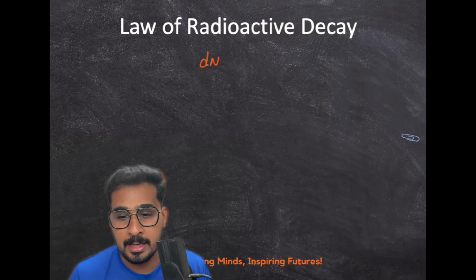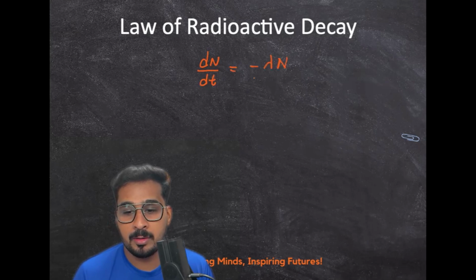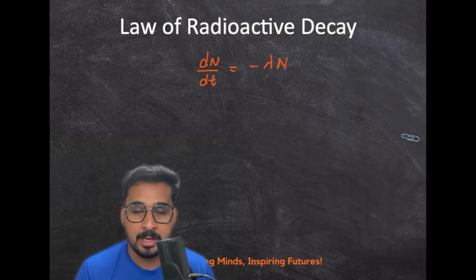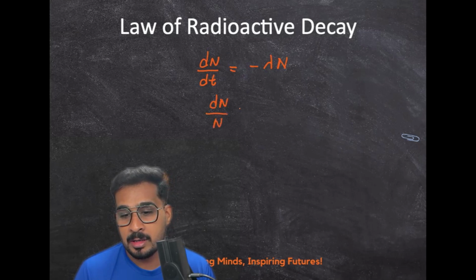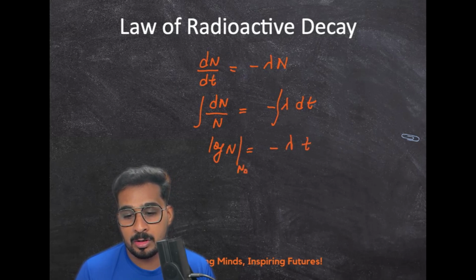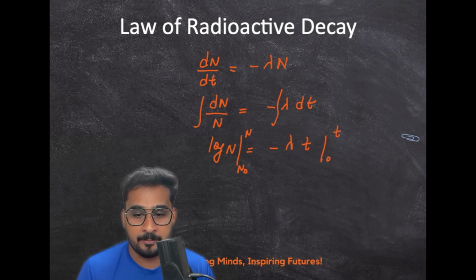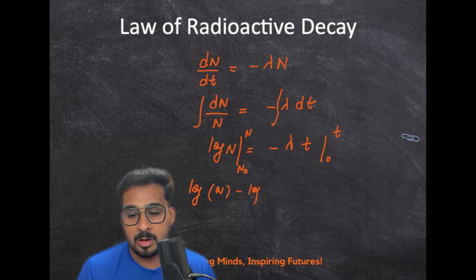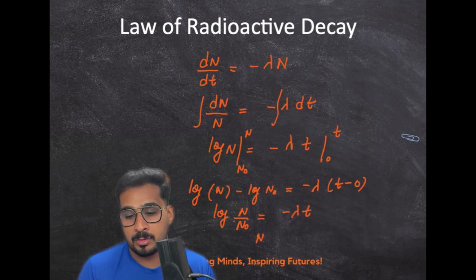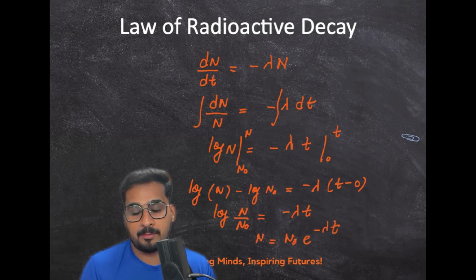Now we will derive the solution. dN by dt is equal to minus lambda into N. Minus means that it is undergoing decay, and N is the initial number of nuclei. We are going to simply interchange it: dN by N is equal to minus lambda into dt. Integrating on both sides, log N is equal to minus lambda into t, where N goes from N0 to N and t goes from 0 to t. N0 is the initial number of nuclei. N is the amount of nuclei left after the decay. So log N minus log N0 is equal to minus lambda into t minus 0. So log of N by N0 is equal to minus lambda t. Changing it, N is equal to N0 into e power minus lambda t. This is the general formula that we will be using: N is equal to N0 e power minus lambda t.